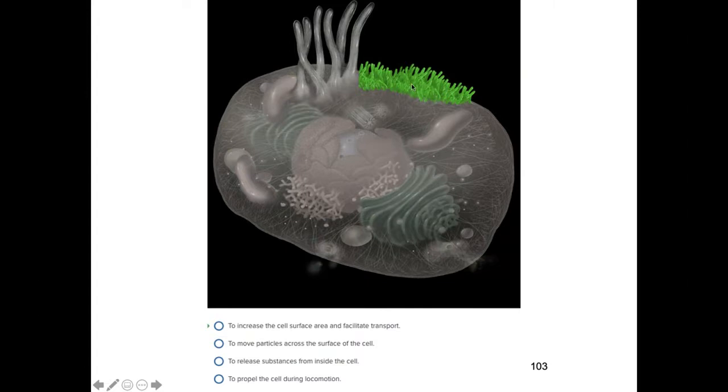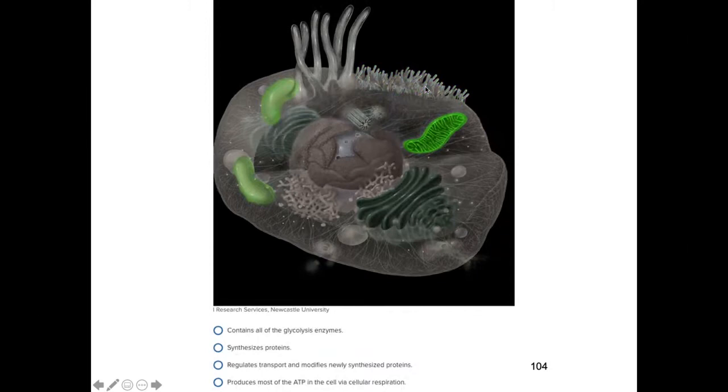So once we know that these are microvilli and these are cilia, microvilli are used to increase the cell surface area of the cell. And it facilitates transport as well. Here, we're looking at the mitochondria, but it's not asking for the structure, it's asking for the function, which produces the ATP in the cell by a mechanism called the Krebs cycle, known as cellular respiration.